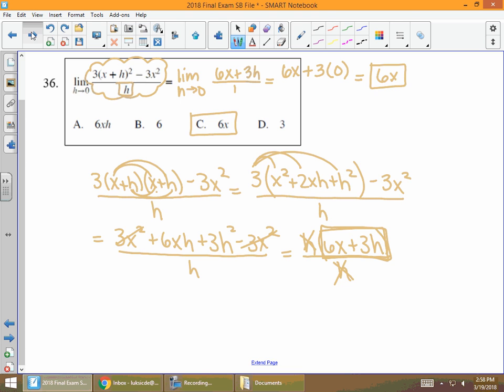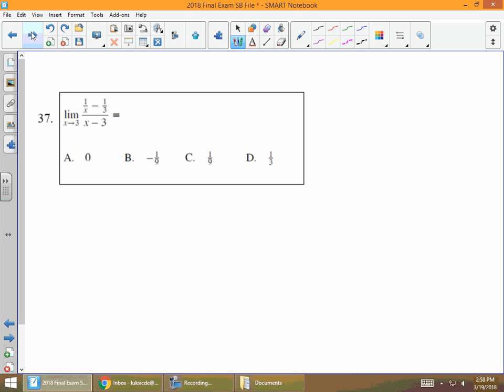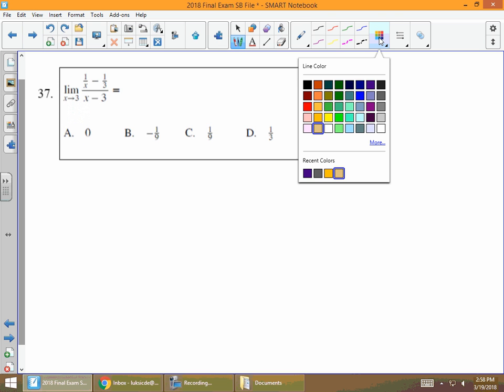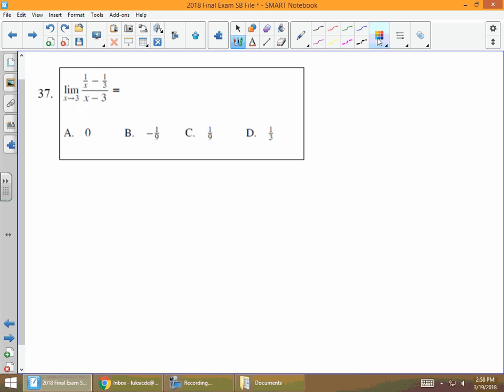Alright, another limit and some algebra. So we can't plug in the 3 in this complex fraction. We need to deal with our complex fraction first. I'm going to go ahead and just copy that down here. And I'm not going to write the limit notation. I'm going to leave that for up here.